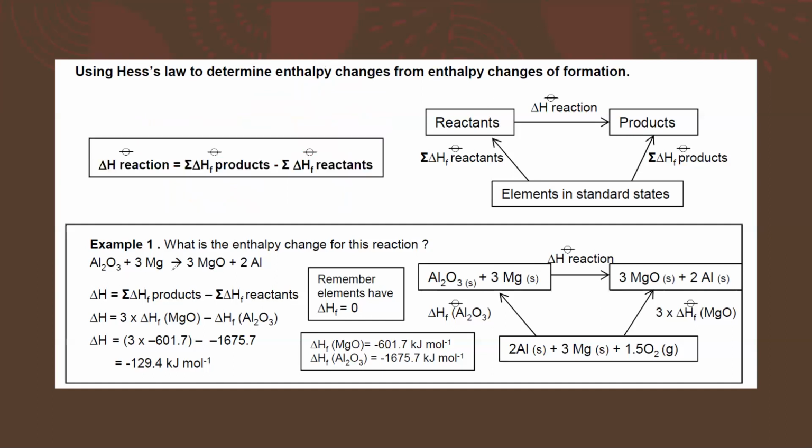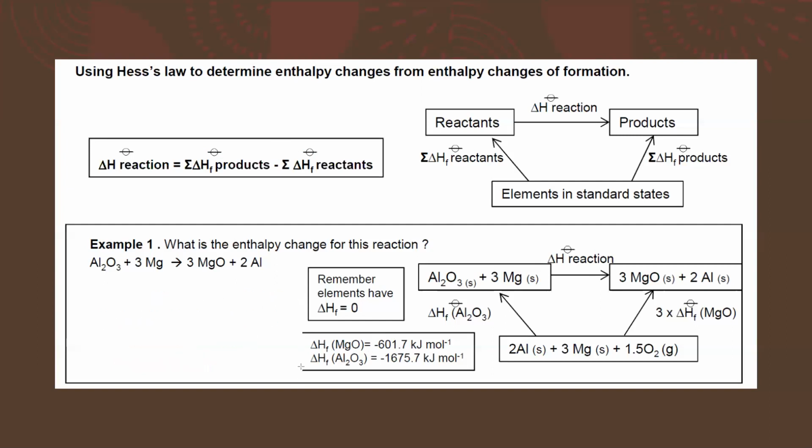So now, an example. This is a question: what is the enthalpy change of this reaction? Aluminium reacts with magnesium oxide, giving aluminium oxide plus magnesium. The enthalpy change of formation is given. So if the enthalpy change of formation is given, what will we do? We will add a link here. Which link will we add? We'll add elements.